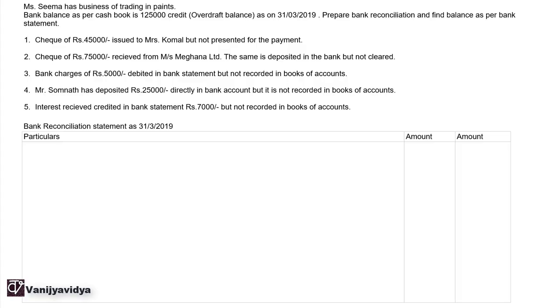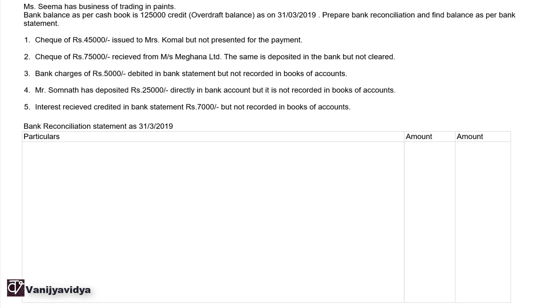Hello everyone. In this session we will be learning about the example wherein the balance as per a cash book is an overdraft balance, and we will be preparing a bank reconciliation and finding the balance as per bank statement. Now, what is the overdraft balance?